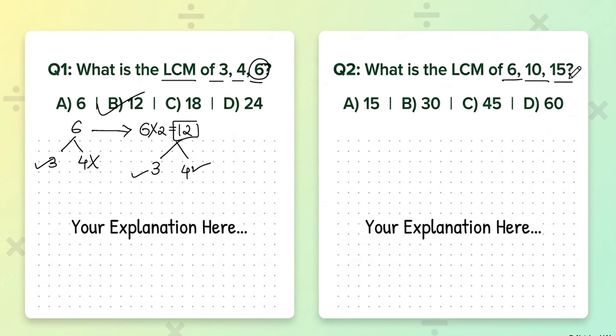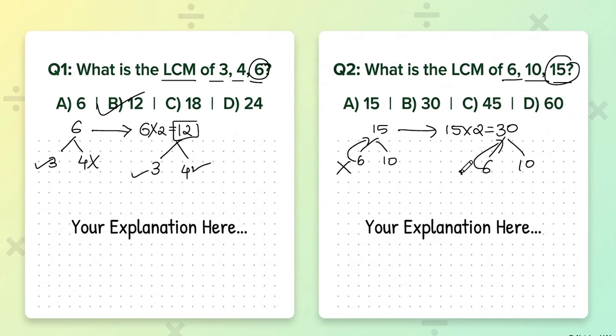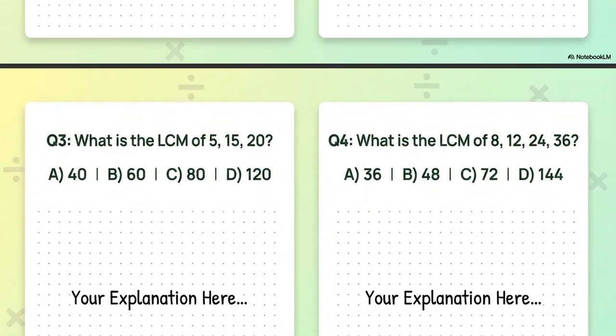Look at one more. 6, 10 and 15. What is the bigger number? 15 here. Then check the remaining numbers 6 and 10. 6 divides 15? No. So scale up this number. 15 multiplied by 2 is 30. Now check again 6 and 10. Does 6 divide 30? Yes, 6 fives are 30. 10 divides 30? Yes, 10 threes are 30. So this 30 is our LCM for this question. Look at two more examples.